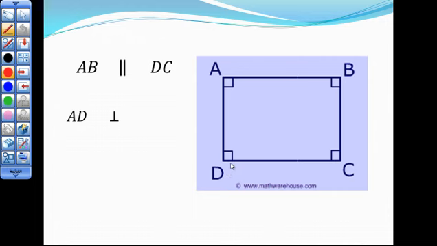AD perpendicular on DC, you are right. Or AD perpendicular to AB, you are right also. Let's see the answer. Yes, DC. AD perpendicular to DC. Let's go.